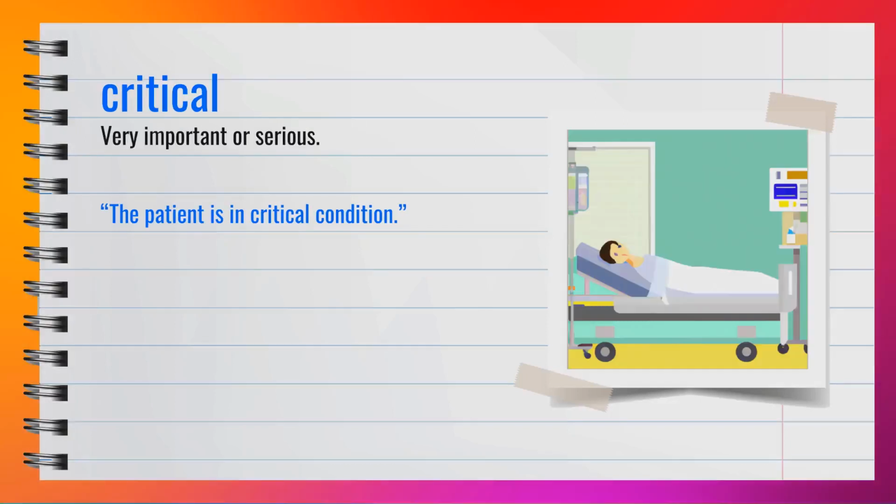The word critical, spelled C-R-I-T-I-C-A-L, is an adjective. It means very important or serious. Synonyms include crucial and pivotal. An example sentence is, the patient is in critical condition. So critical means very important or serious.